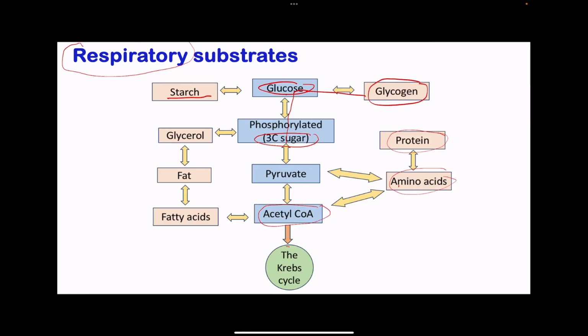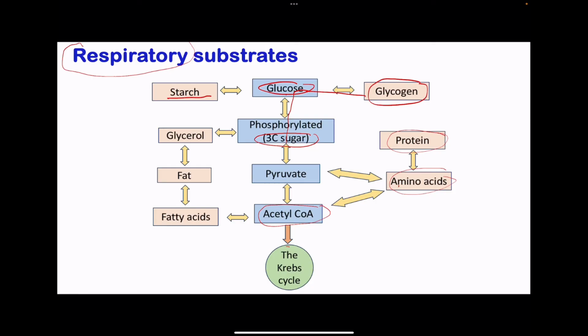When we talk about respiration, we also talk about the respiratory quotient. To calculate the respiratory quotient, we need to measure the volume of carbon dioxide produced and the volume of oxygen used by an organism within a specific period of time. And then we can calculate the respiratory quotient, which is equal to the volume of carbon dioxide produced divided by the volume of oxygen used.